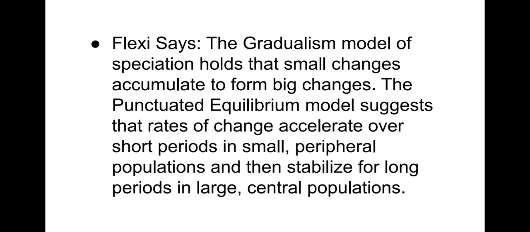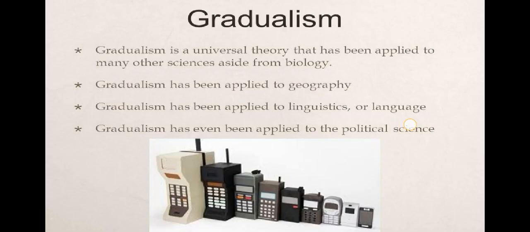The gradualism model of speciation holds that small changes accumulate to form big changes. The punctuated equilibrium model suggests that rates of change accelerate over short periods in small peripheral populations and then stabilize for long periods in large central populations.